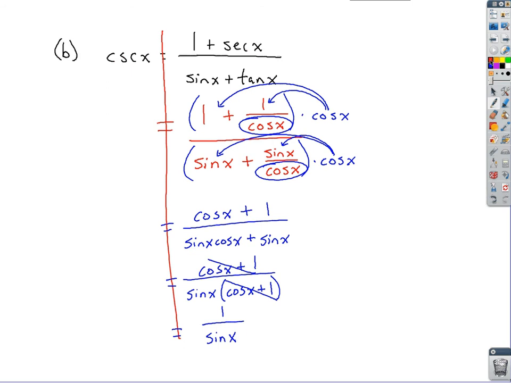Extend this line a little bit further. We're one step away now, because you'll notice 1 over sine of x, that 1 on top means take the reciprocal of the bottom. Reciprocal of the bottom sine would be cosecant. And hey, what do you know? That's on the other side. So we verified that that's true.